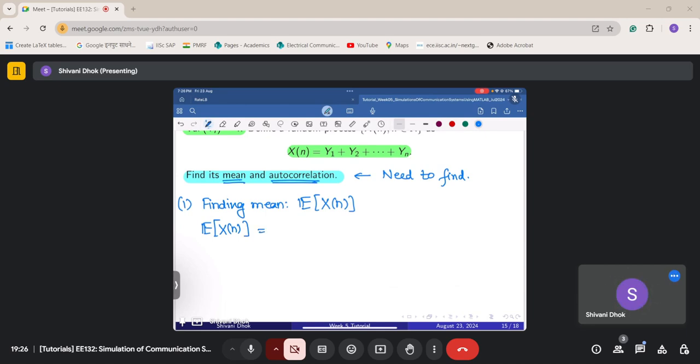So this expectation of x of n will be equal to expectation of, now my index here is n, so this will be simply y1 plus y2 plus y3 and so on till yn. Now these are n random variables, and we can simply apply linearity of expectation again, and then we will have expectation of y1 plus expectation of y2 and so on till expectation of yn. This step is by linearity of expectation.